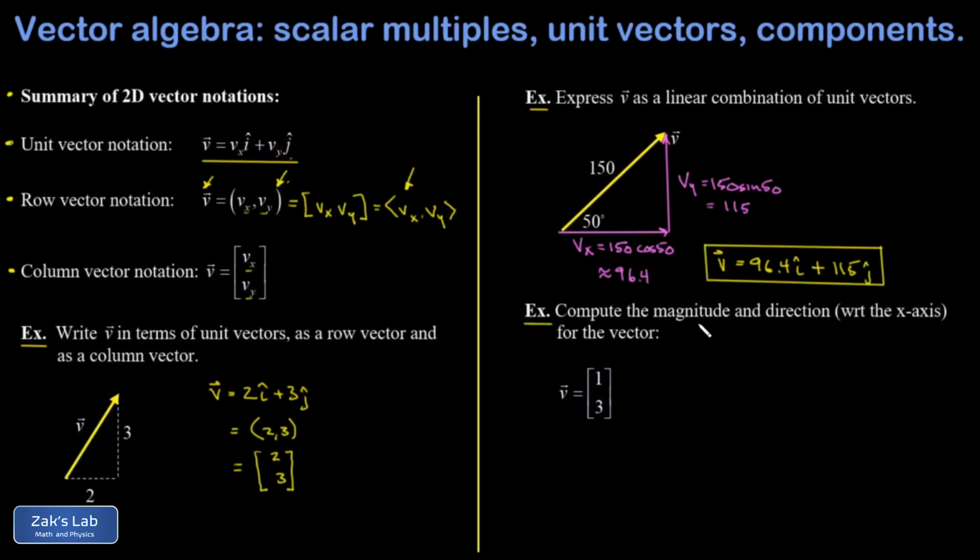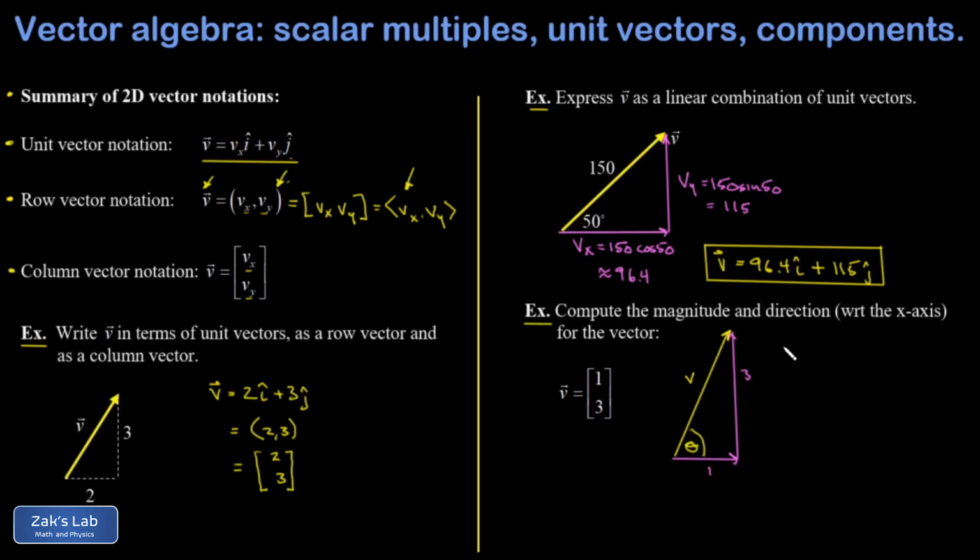Finally, we're asked to compute the magnitude and direction of a vector that's given as a column vector 1, 3. And it would be nice to have a picture of this thing. So my vector has components of length 1 and 3, 1 pointing to the right, 3 pointing up. And I'm interested in the magnitude of this guy and the angle with respect to the x-axis.